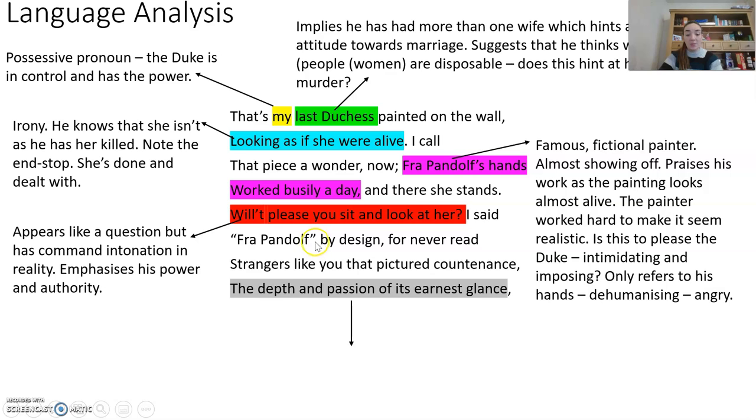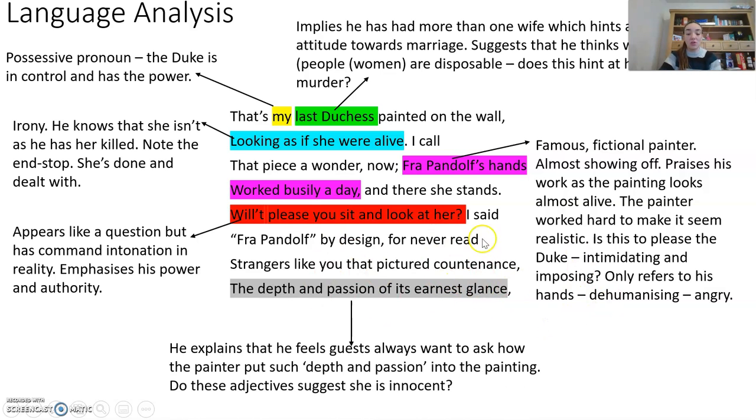"I said, Fra Pandolf by design, for never read strangers like you that pictured countenance, the depth and passion of its earnest glance." So he's still describing the painting here, and he explains that he feels guests always want to ask how the painter put such depth and passion into the painting. So if we think that it's the wife, the Duchess, that's being painted with depth and passion, if the Duchess is filled with passion, is she innocent? Is this our first hint that maybe she's guilty of something?